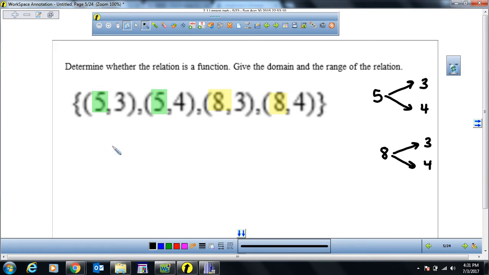So we're going to say this relation does not represent a function.